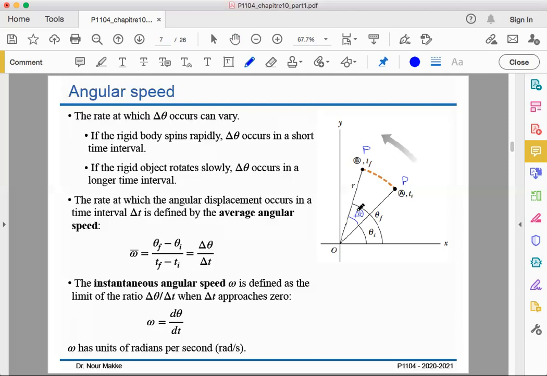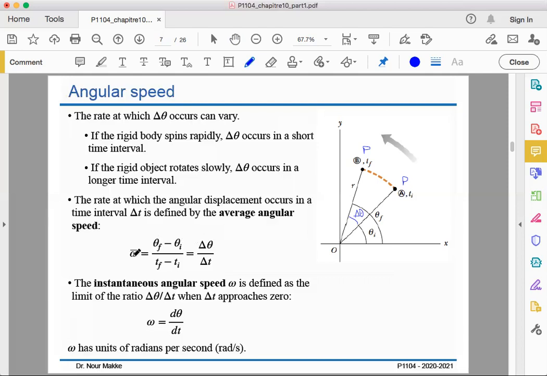So the rate at which the angular displacement is occurring, this is what defines the angular speed. And so if this is happening during a given time interval delta t, then we talk about the average angular speed, which is defined by the ratio between delta theta and delta t, where delta theta is the variation in the angular position and delta t is the time interval during which this variation has happened.